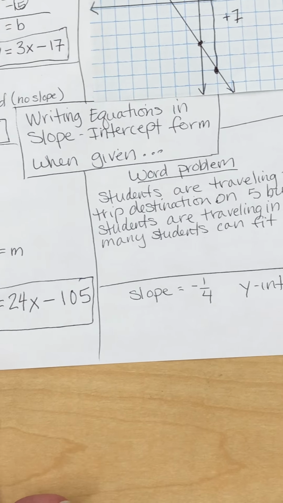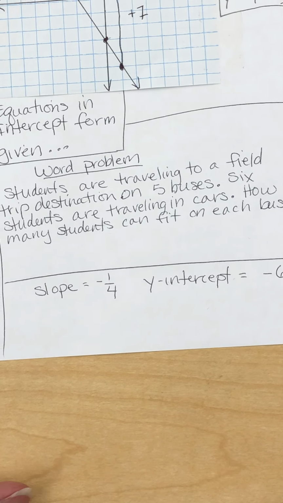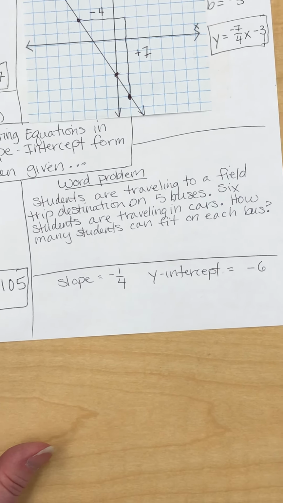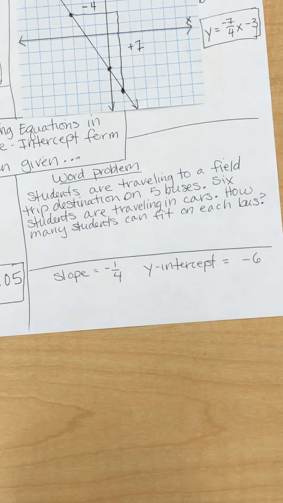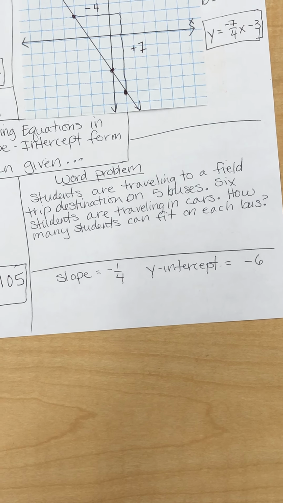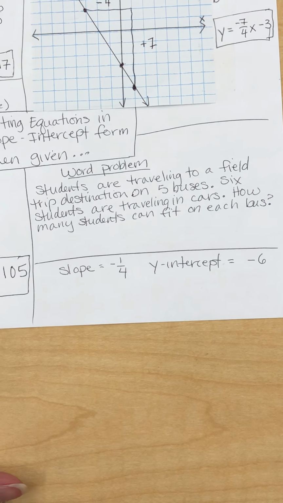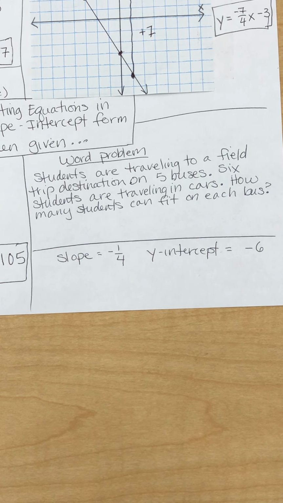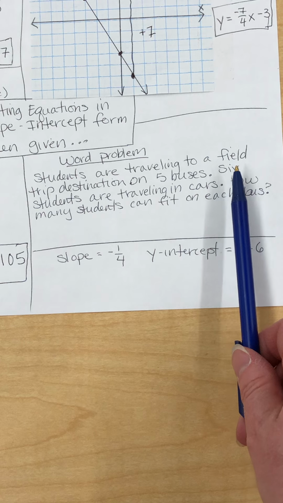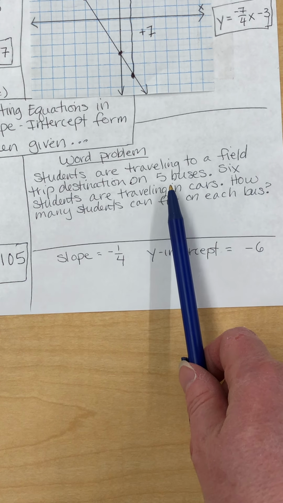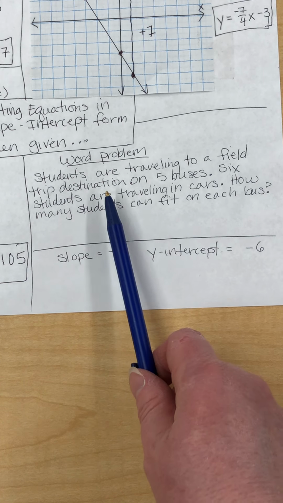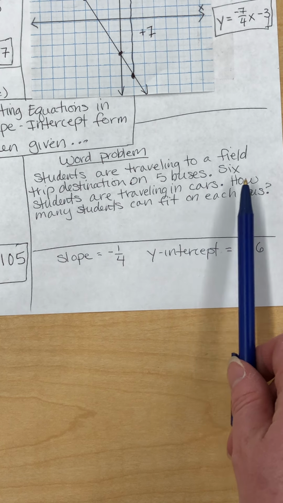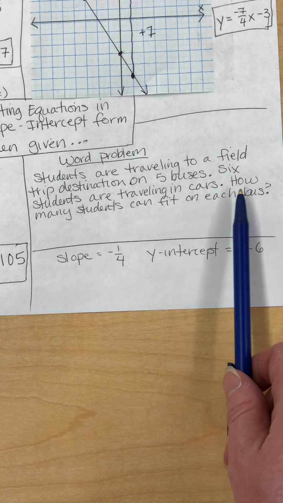All right, so here we go with the word problem. So I made a word problem based on how many people can fit on each bus. Okay, and they like these kinds of word problems a lot. So I did not give you the information for how many kids were on the field trip because I want you to not have a value for y. So we have students are traveling to a field trip destination on 5 buses. 6 students are traveling in cars. How many students can fit on each bus?